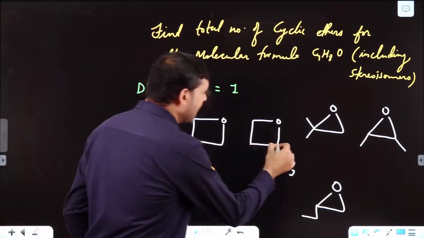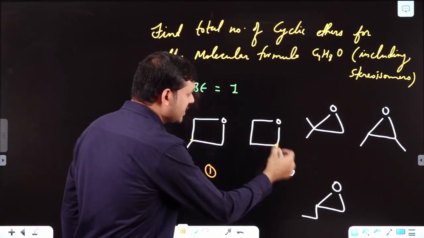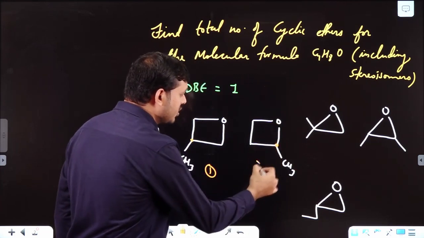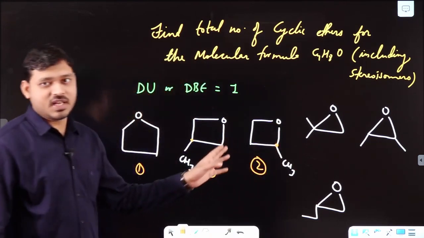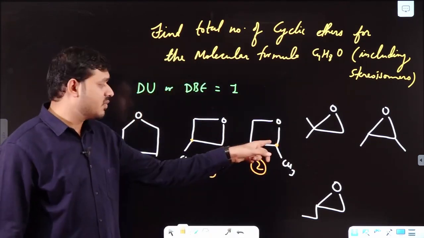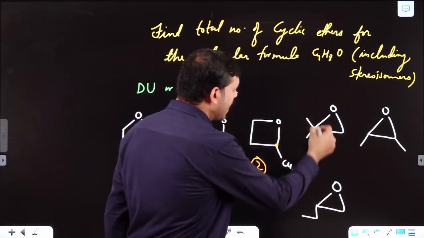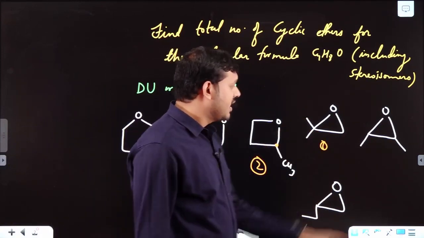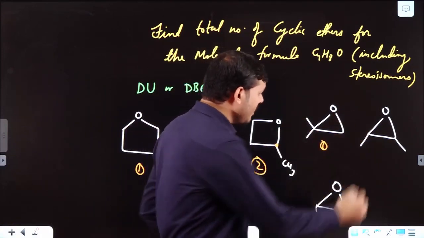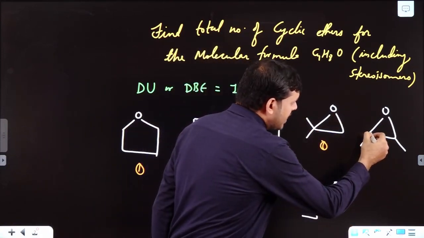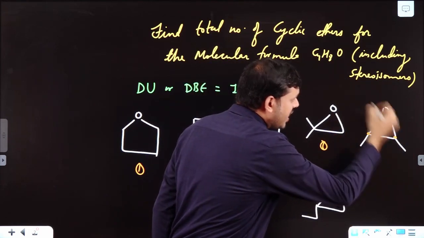Now considering this part, you are having one chiral center, CH3, H, oxygen and carbon. So for this you will get two possible cases. Its enantiomer will be there. Means one time methyl on wedge and once on dash. Okay. Now check this one. No chiral center, so only one possible case. Here in this one, this is a chiral center and this is also a chiral center.